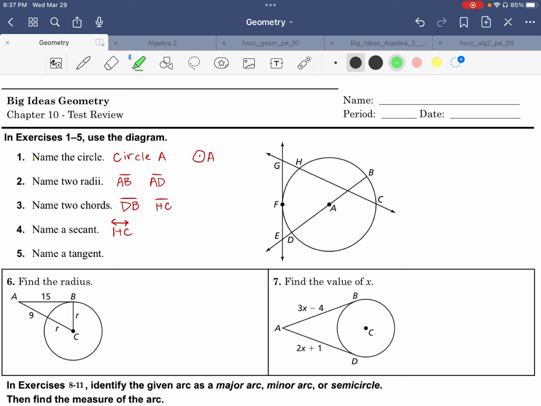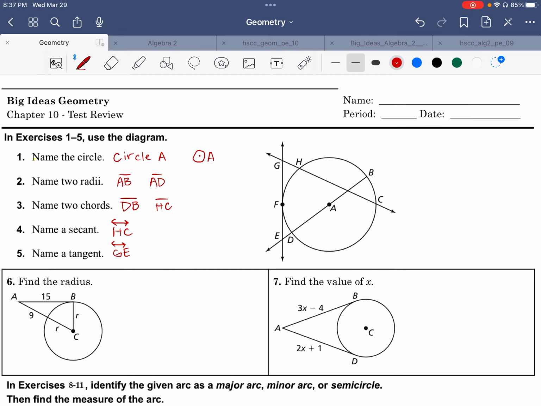Finally, name a tangent. A tangent is a line that intersects the circle at exactly 1 point, not more than 1 point, but just one. So GE intersects the circle at point F and only at point F. So we're going to say that the tangent is GE. I am going to use the line symbol to be as specific as possible. All right, let's keep moving on.